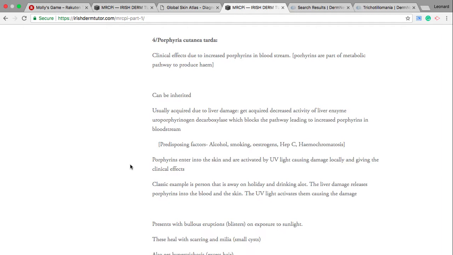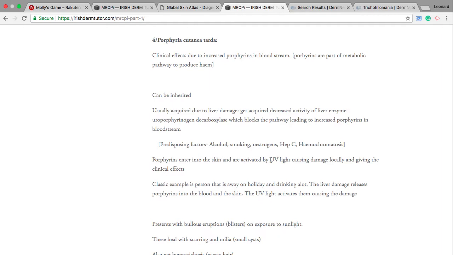And what happens is you get decreased activity of the liver enzyme uroporphyrinogen decarboxylase. And this deficiency blocks the pathway for heme synthesis, and it leads to increased porphyrins in the bloodstream. And predisposing things that can cause this liver damage and decreased activity of the enzyme include alcohol, smoking, estrogens, hepatitis C, and hemochromatosis.